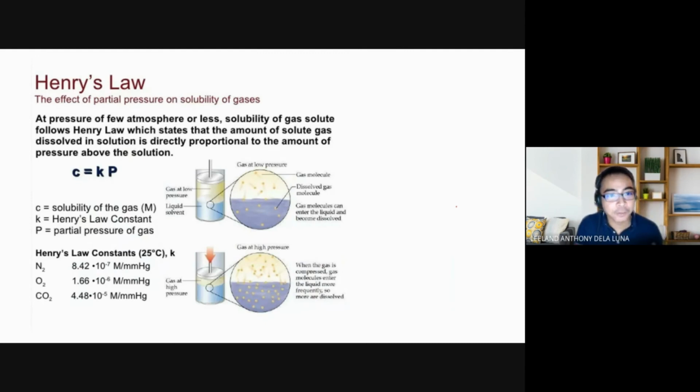Okay, at pressures of a few atmospheres or less, the solubility of a gas solute follows Henry's law, which states that the amount of solute gas dissolved in a solution is directly proportional to the amount of pressure above the solution. What do I mean by this?